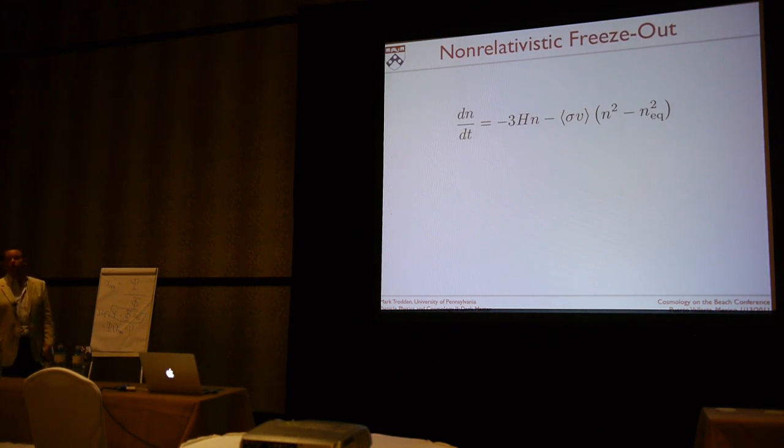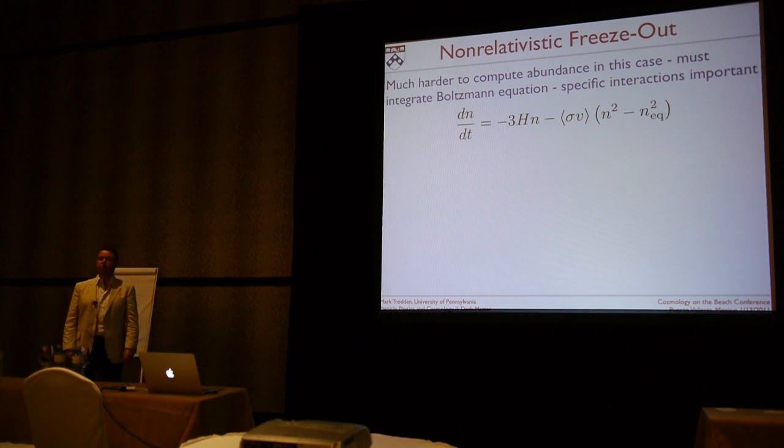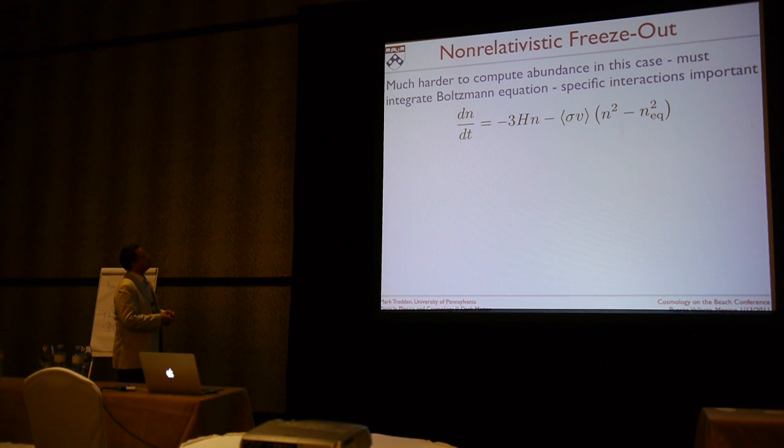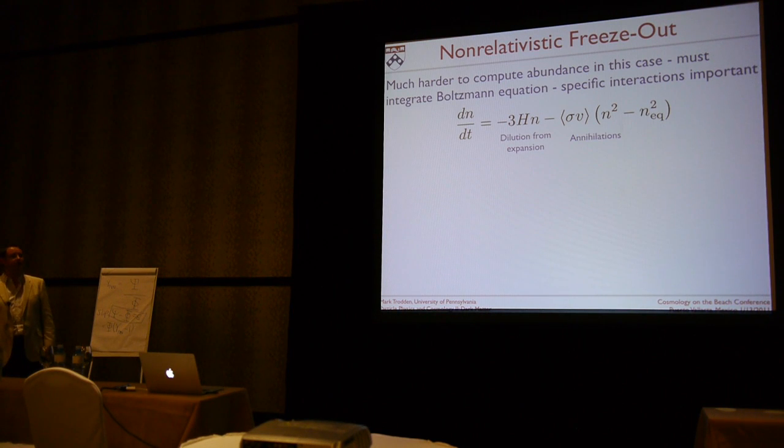Now, there's an alternative, of course, which is that particles freeze out when they're non-relativistic. It's much harder to compute the abundance, I should tell you, when this happens. And what you have to do is integrate the Boltzmann equation. So here's the Boltzmann equation. It describes in a little more detail what I said in words on the last slide. The number density of particles depends on the dilution from the expansion of the universe and the annihilations that are happening between particles. It's a competition between these two rates that allows you to make this statement about freeze-out that I made on the last slide.